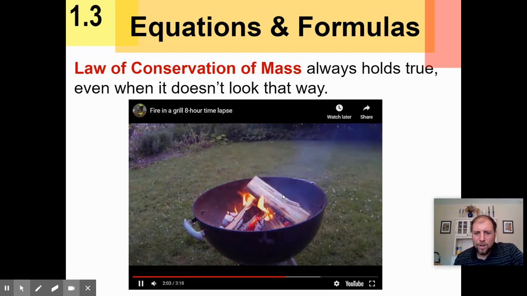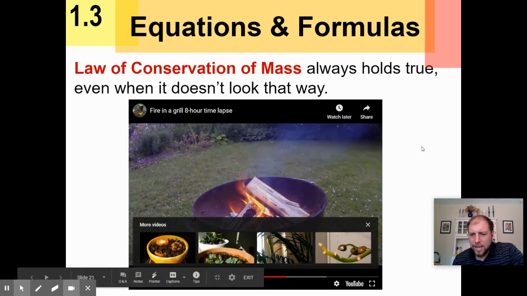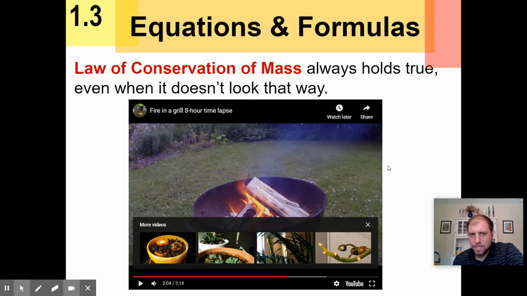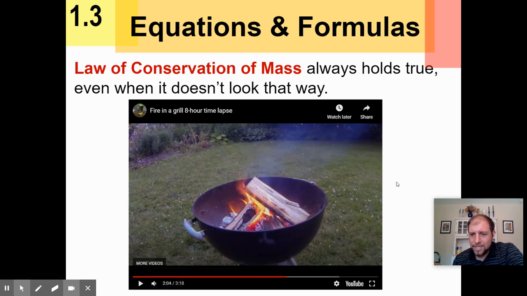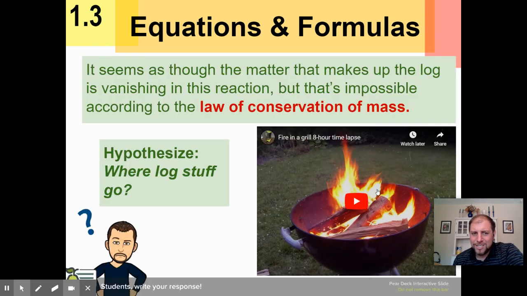What we see here is that over time as we burn the log, it seems as though the logs are shrinking. They're getting smaller. Clearly we're burning the log, the mass is being destroyed. But that's not what's happening, because mass is never created or destroyed. What's happening in this video is simply that the atoms of the log are being changed. Maybe they change into something that we can't see or detect as easily, but they're still there. Where does the log stuff go? Mr. Goochee, you're saying stuff isn't created or destroyed, then where does the log stuff go? Well, I'll tell you. It turns into gas.